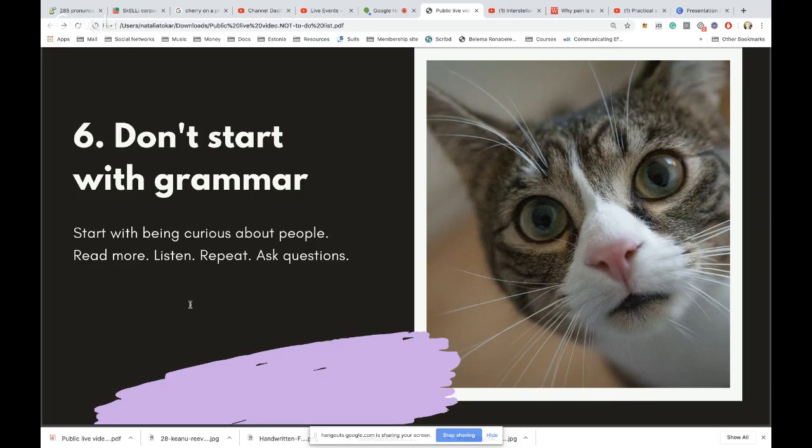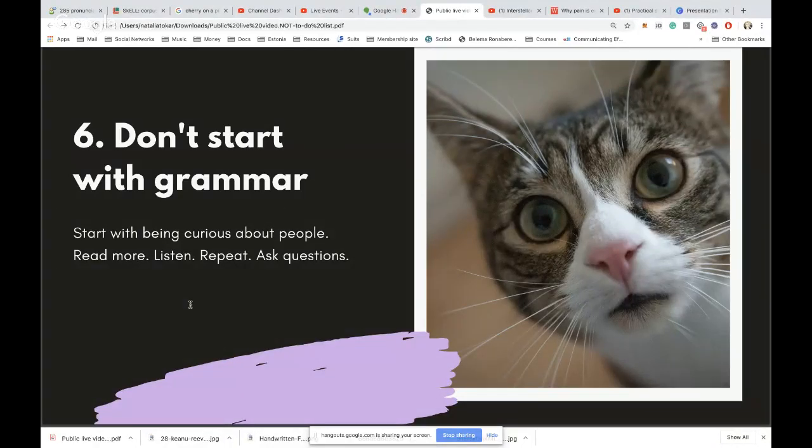So don't start with grammar, start with people. Start with being curious about people. Read something in English that genuinely interests you. Listen to people who fascinate you in English. Repeat, ask questions. And if you start by being curious about people first, why do people speak that way? Okay, I hear them say it, I build confidence within. Why do they put these words in this order? So first you try to understand these people and why they say it this way.